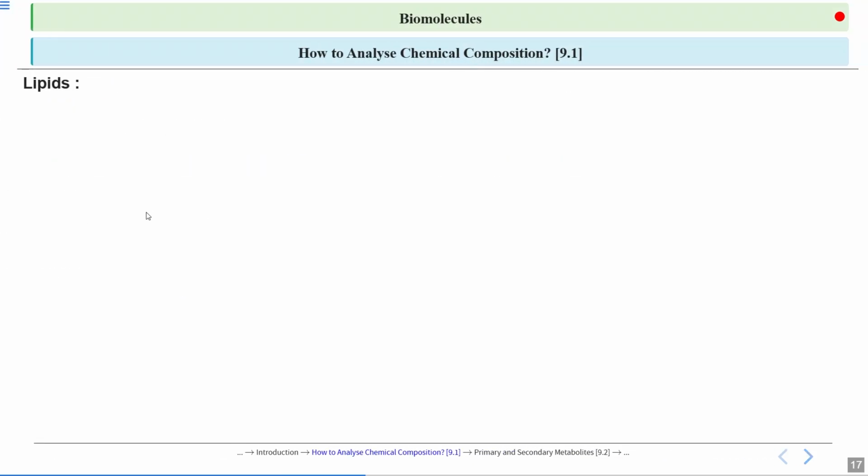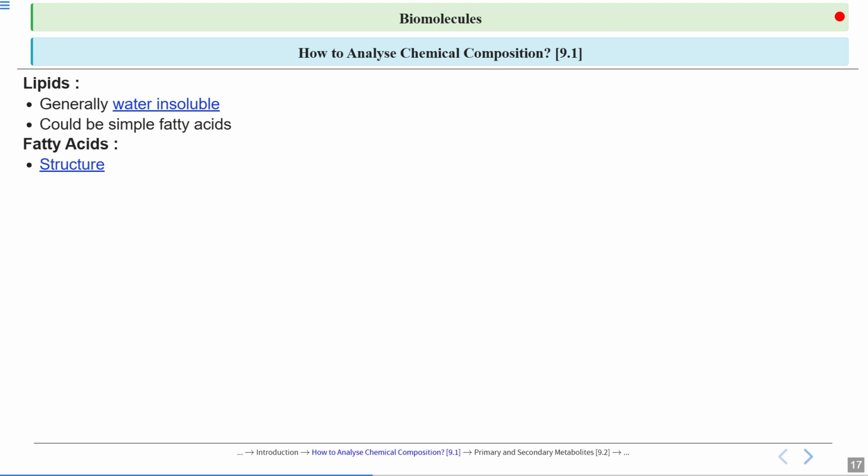Now let's talk about another biomolecule, which is lipids. Lipids are generally water insoluble. They could be simply fatty acids. So lipids can be simply called fatty acids. What is a fatty acid? What is the structure of a fatty acid? They consist of a carboxyl group which is attached to an R group. This is a fatty acid.